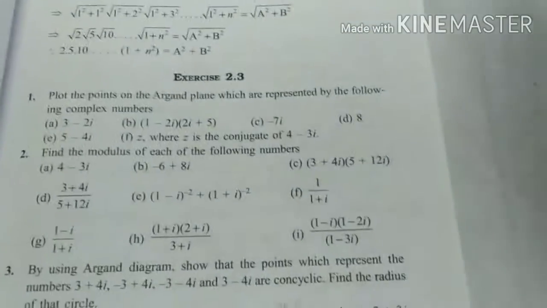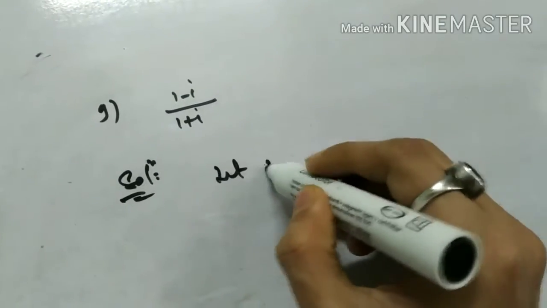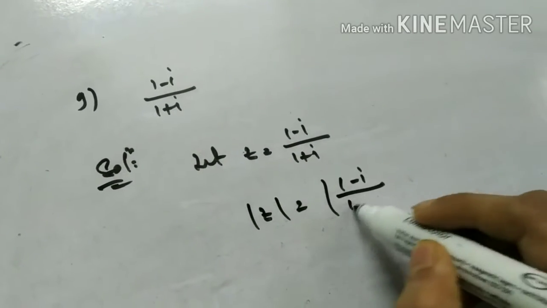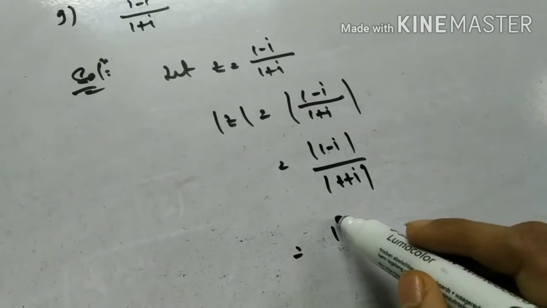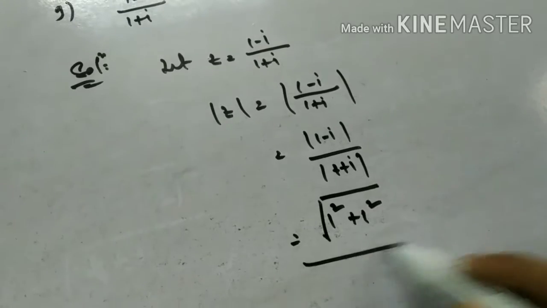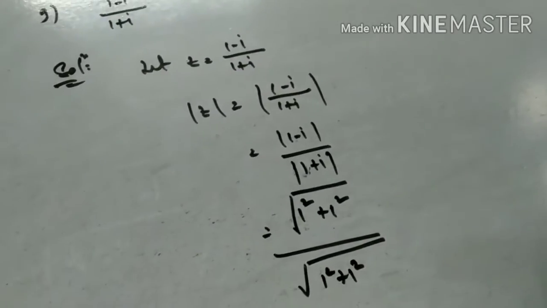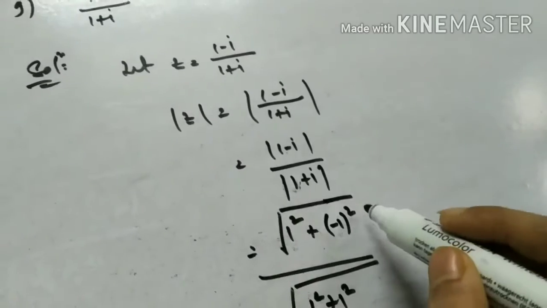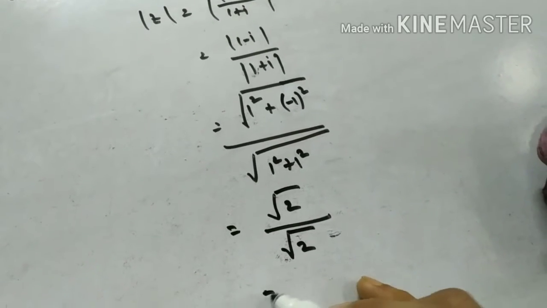Now next one is number G: (1 − i)/(1 + i). You can do this in this way. Let z equal (1 − i)/(1 + i). So modulus z is the modulus of (1 − i)/(1 + i), which becomes modulus of (1 − i) by modulus of (1 + i). So this will be root of 1² + (−1)² by root of 1² + 1². So this will be root 2 and this will be root 2. So ultimately it will be 1.